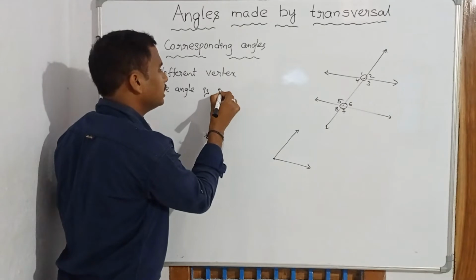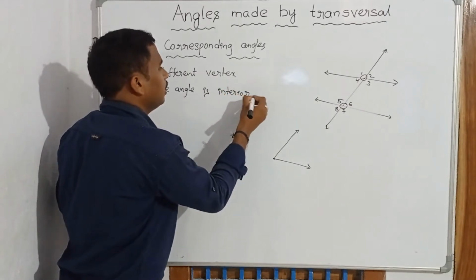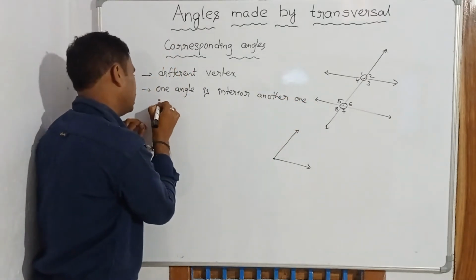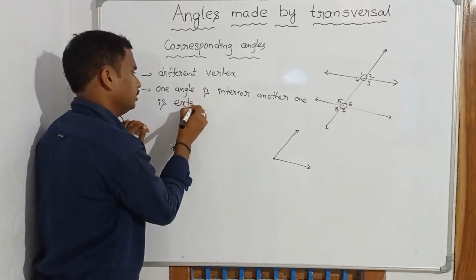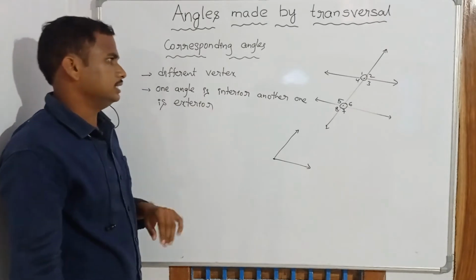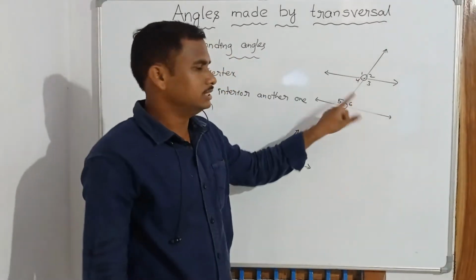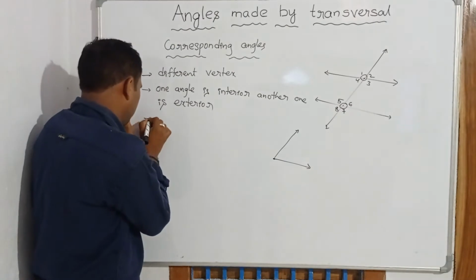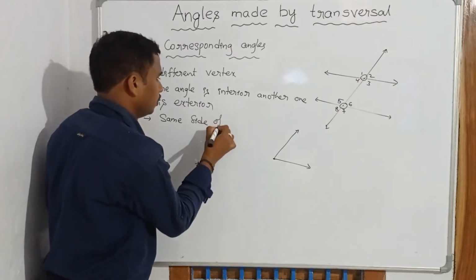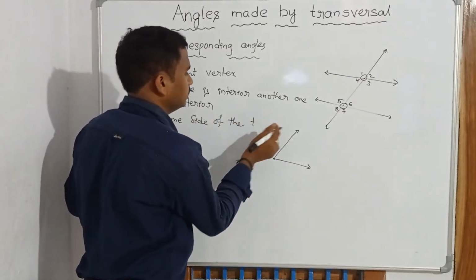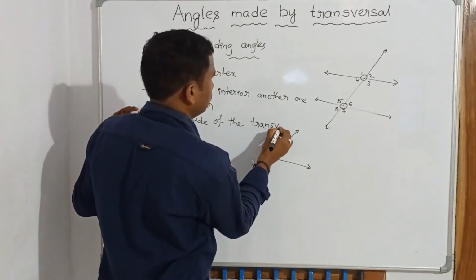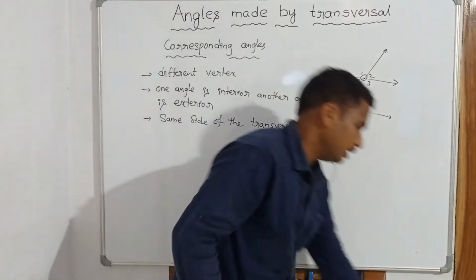Next, one angle is interior, another one is exterior. For example, 1 is interior, 6 is exterior. And the last point is same side of the transversal.